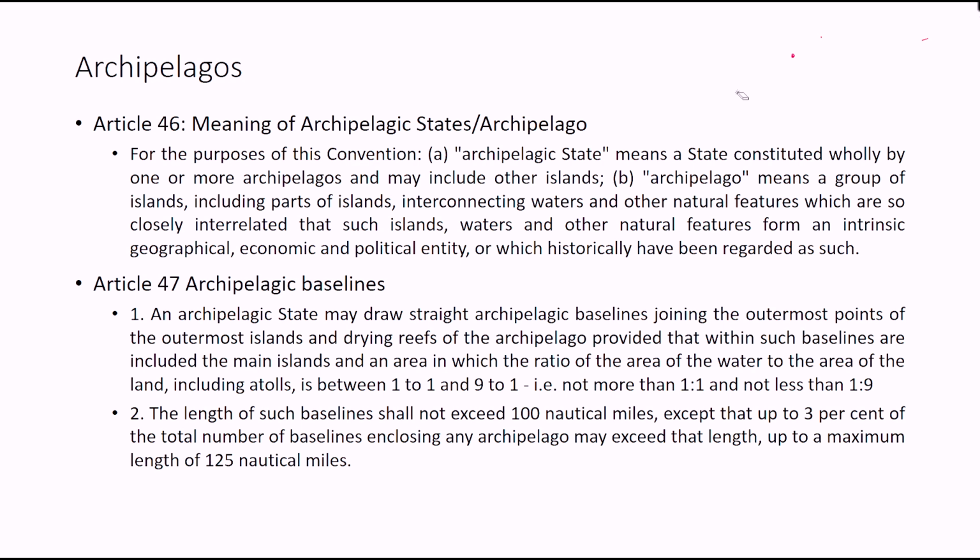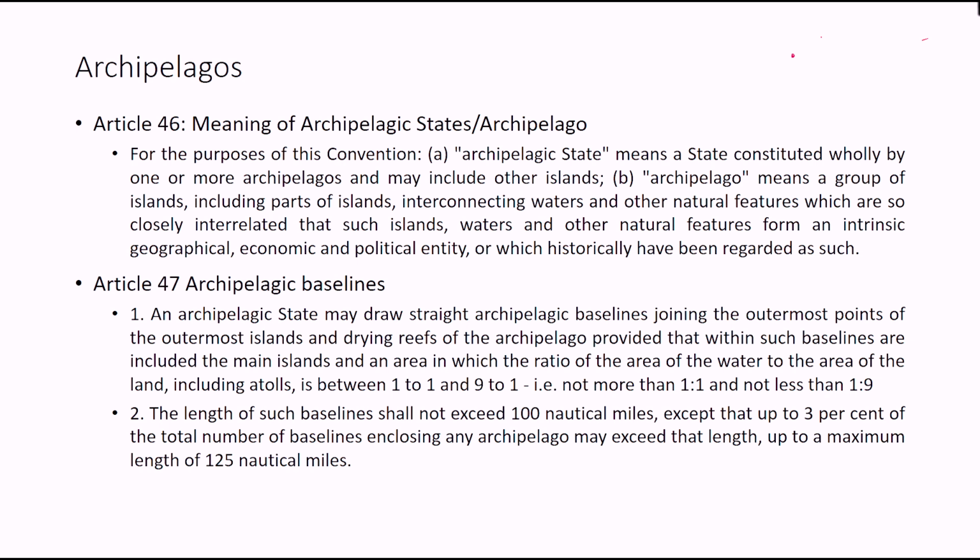Now, if you look at Article 46 of the United Nations Convention on the Law of the Sea, it gives us the meaning of archipelagic states or archipelago. It says, for the purposes of this convention, archipelagic state means a state constituted wholly by one or more archipelagos and may include other islands.